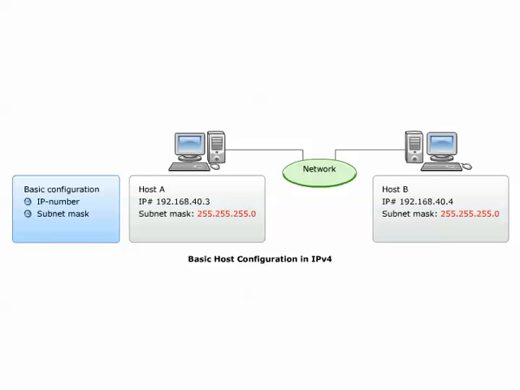By examining the IP number of host B, we can see that its network address is 192.168.40. This means that host B is connected to the same network as host A. This is a minimal IP configuration, which gives the host local connectivity on the IP network, but not any ability to communicate with other networks.